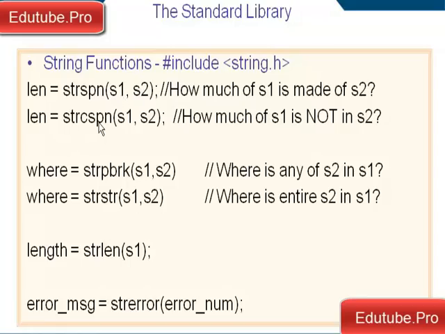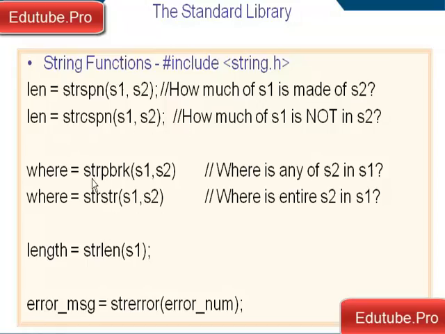strcspn is looking for how much of S1 is not in S2. We want to know how far we get down S1 before we hit one of the characters in S2. Okay, so how much of it is not in S2?